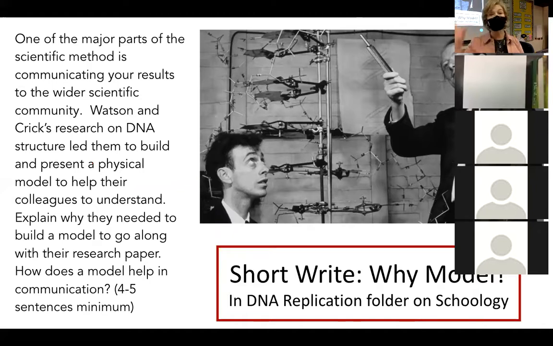I'm going to read this to you, because once you go in there, you have 5 minutes to do this and the timer starts, so you want to make sure you know before you go in. So this is the question. One of the major parts of the scientific method is communicating your results to the wider scientific community. Watson and Crick's research on DNA structure led them to build and present a physical model to help their colleagues understand, and you can see it in the picture behind there. Explain why they needed to build a model to go along with their research paper, and how does a model help in communication? You need to write 4 to 5 sentences here. That is what I am checking for.